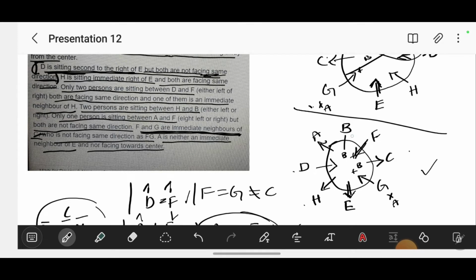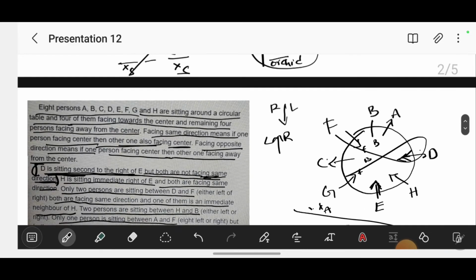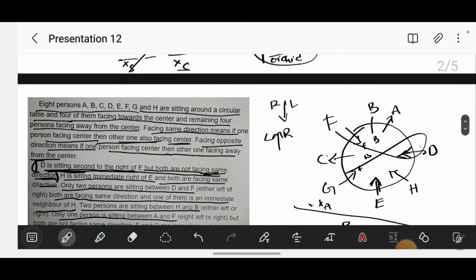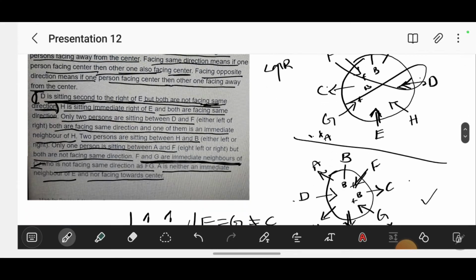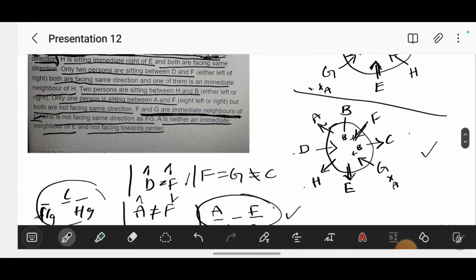Okay? And next, what about B? What about the direction of B? Okay, simple. 4 are facing towards center, 4 are facing away from center. Already you see A, C, E and H are facing away from center, so the remaining B faces towards the center. Okay, 4 are facing towards center, 4 are facing away from the center. Okay guys, this is the case. Let's go into the next question.